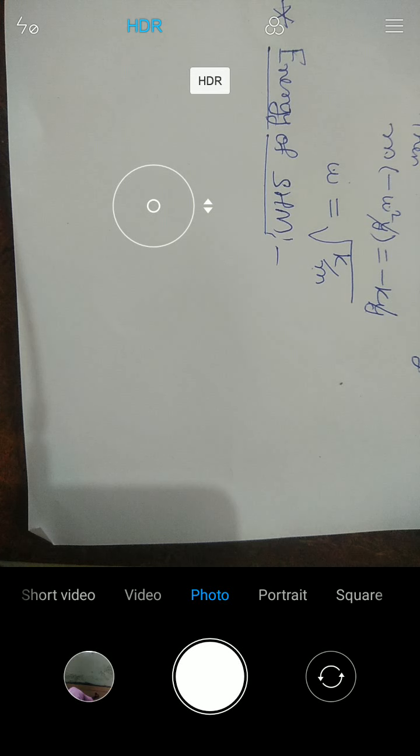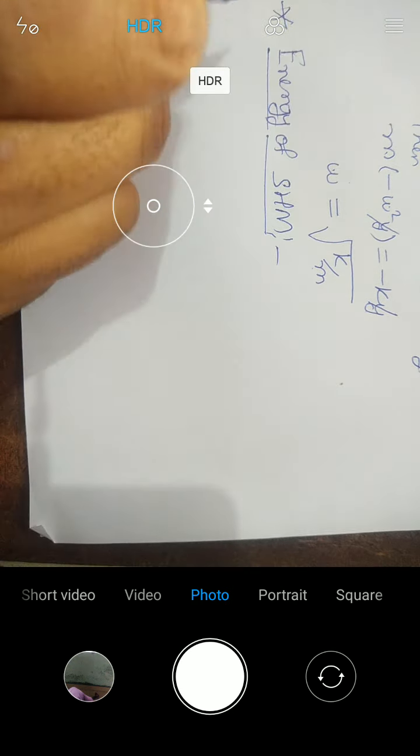However, the sum of these energies always remains constant. Then we'll see how the potential energy and the kinetic energy of a particle executing SHM are obtained. First we'll see the potential energy.